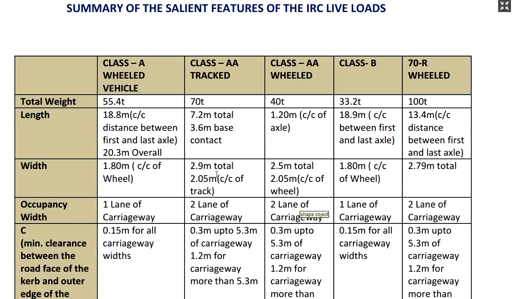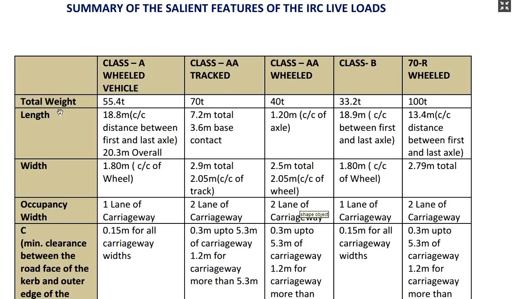Now this is very important. Let's have the summary of all the vehicles: class A wheeled vehicle, class AA tracked, class AA wheeled, class B and 70R wheeled. Class AA tracked and 70R tracked are the same. Now what will be the total load? They specified that the total load of class A wheeled vehicle will be 55.4 ton, class AA tracked vehicle will be 70 ton, class AA wheeled vehicle will have 40 ton, then class B will have 33.2, and 70R wheeled vehicle will have 100 ton.